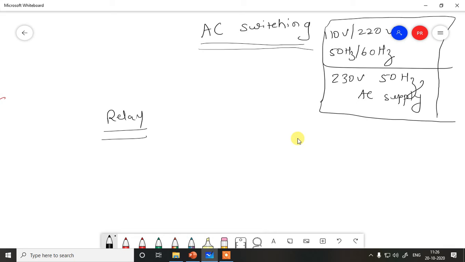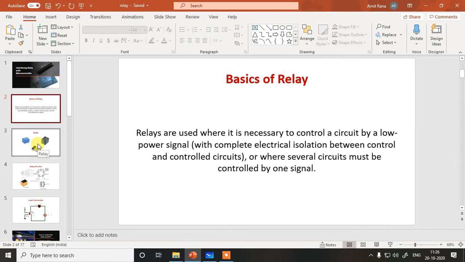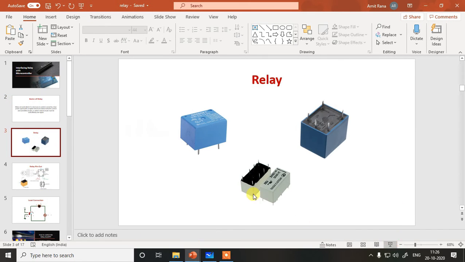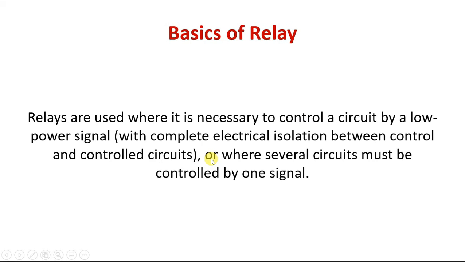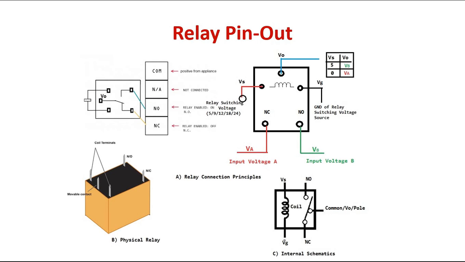Now, what is relay? Relay is an electromechanical switch. If you look into the construction of relay, then you will see the relay looks something like this, which has got some terminals, and primarily it is used to control a circuit by low power signal. But the important thing here with respect to relay is there is no direct electrical contact of microcontroller and the switching side.